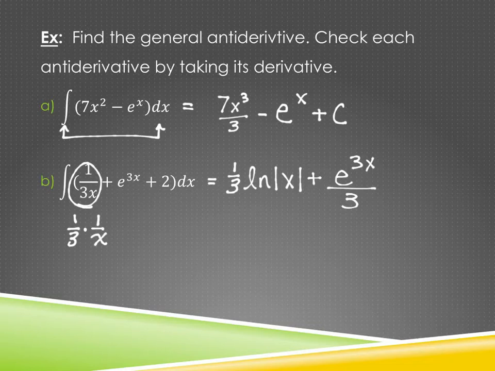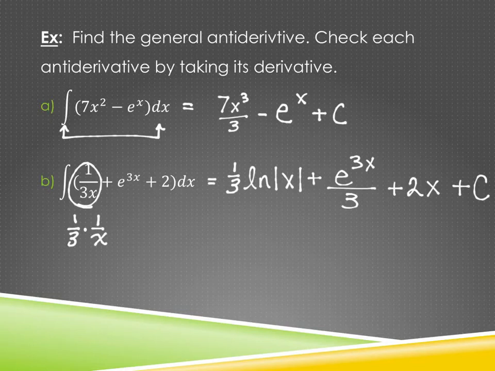2. What's the antiderivative of 2? 2x, exactly. So plus 2x, and then we'll put at the very end that plus c that we are going to always remember. The antiderivative of 2 is 2x, because the derivative of 2x is 2.